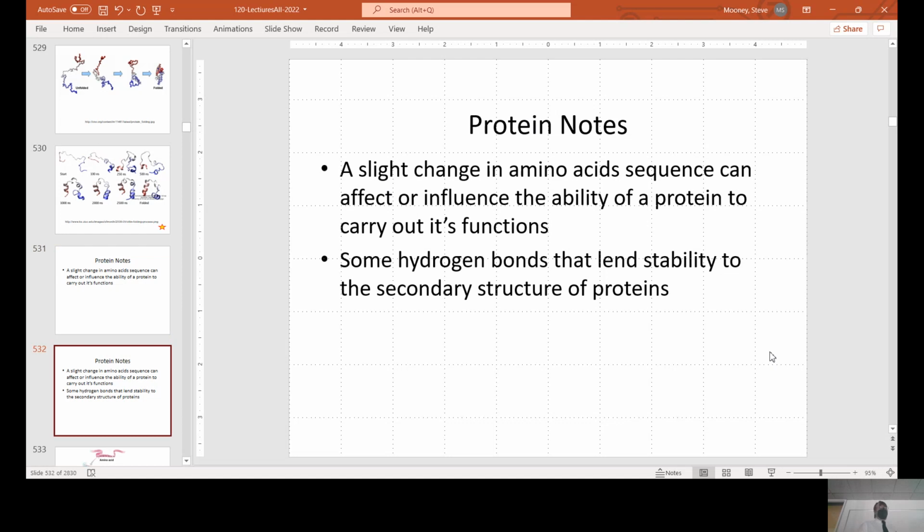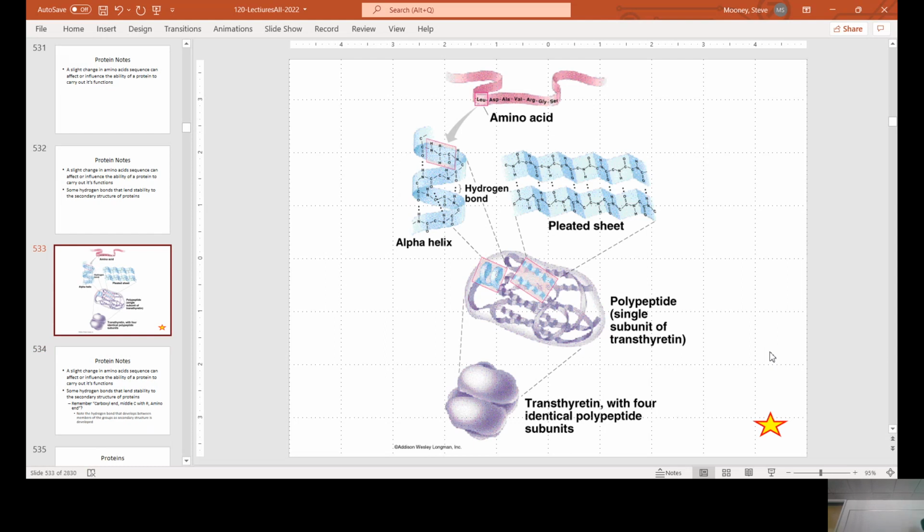So we've got hydrogen bonds that lend stability to the secondary structure. The hydrogens on one part of the protein molecule will interact with other ones and give us some stability. So we can see that across here. You've got your individual hydrogens, oxygens interacting just like they did in water. They're going to stick together. They're going to interact to provide some stability to that final shape.